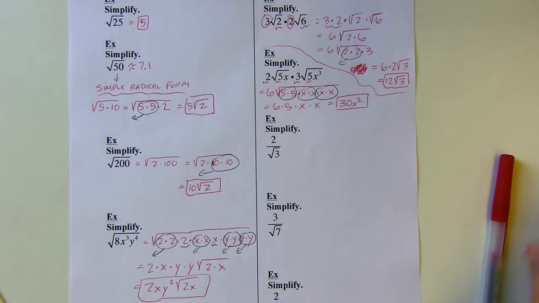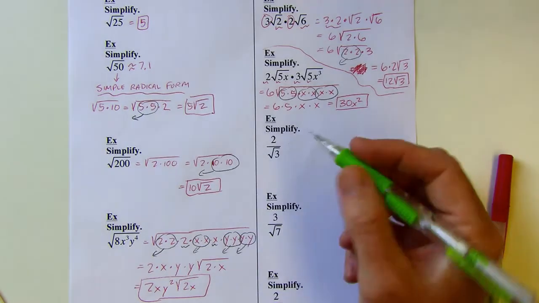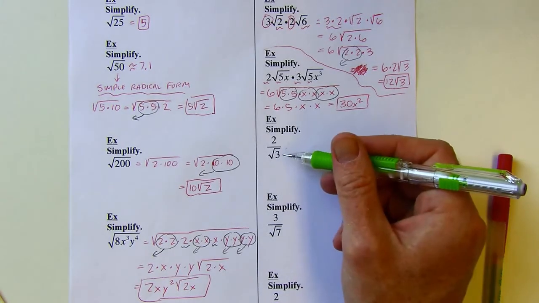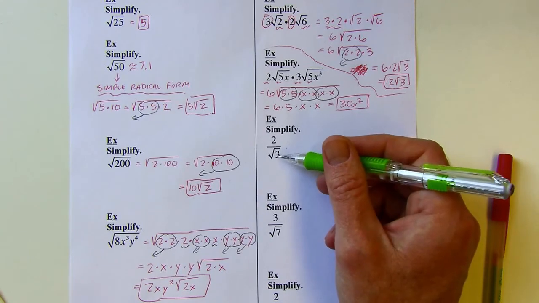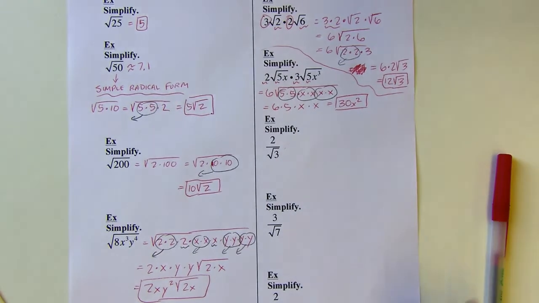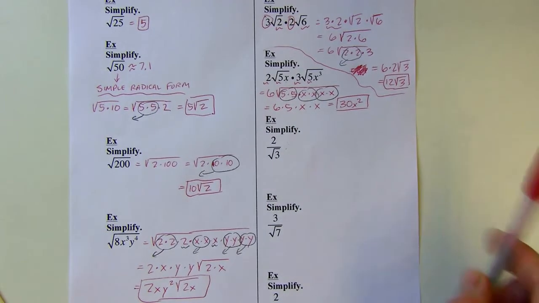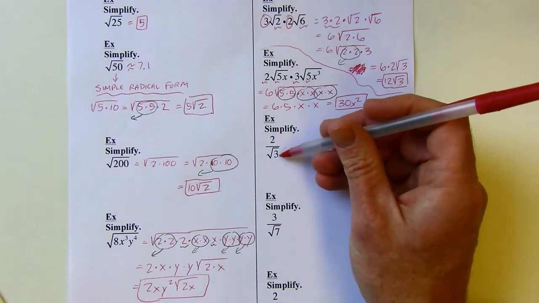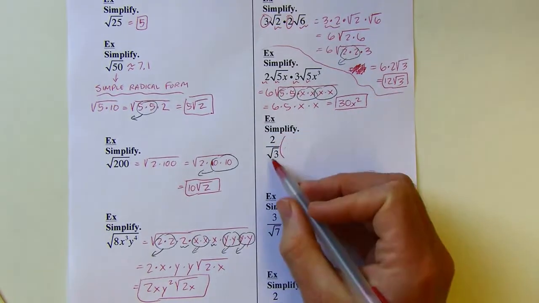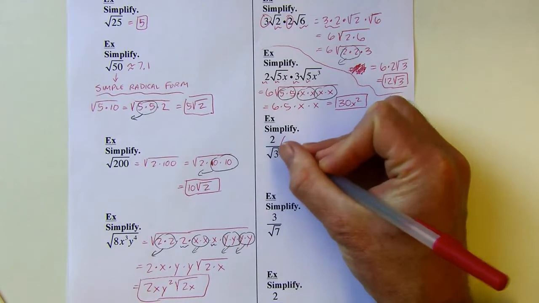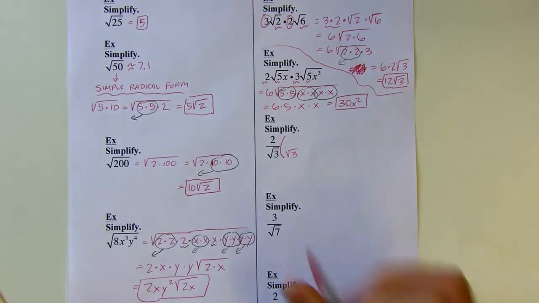Another thing you need to do is make sure there are no radicals in the denominator. It's just the rules. I'm not sure why, but simple radical form, no radicals in the denominator. There's no twins to take out here, though. So what am I going to do? Well, since I don't have a twin down here in the denominator, I am going to clone one. Okay, so I take my root 3, and I'll just multiply it by root 3.